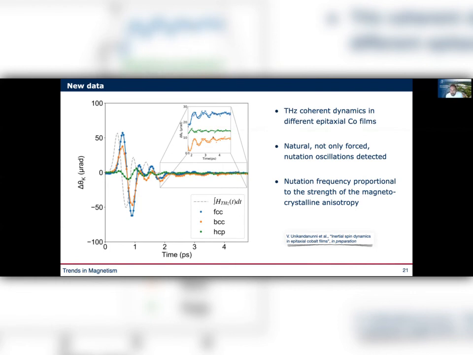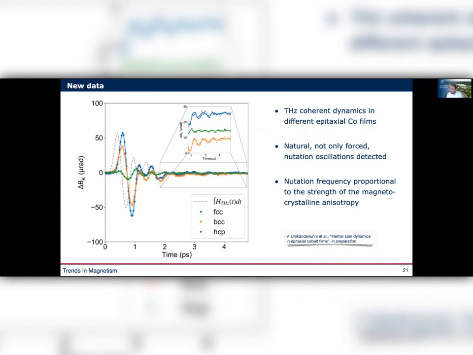The cool thing also is the nutation frequency here. I only plot part of the result, but you can see that the oscillation of the green curves is much faster than that of the blue and orange. This is the HCP sample, which has the strongest magnetocrystalline anisotropy in our films. So the nutation frequency is much higher when the magnetocrystalline anisotropy is larger. It's still visible for the others, but less. This is about 2 terahertz, and about 1.3, 1.4 for the other two. For the two cubic phases, we get similar precession frequencies, and for the hexagonal one, we get a much higher one.